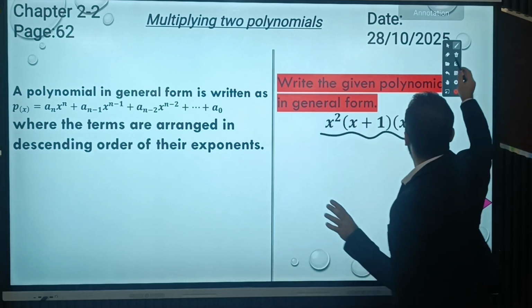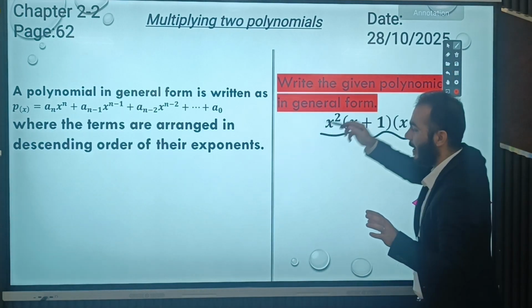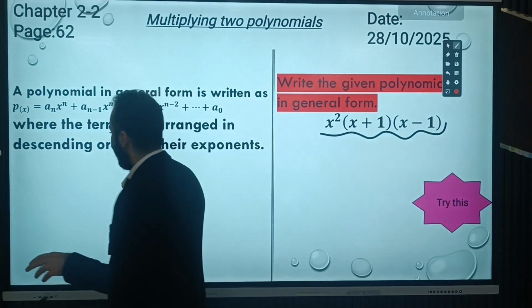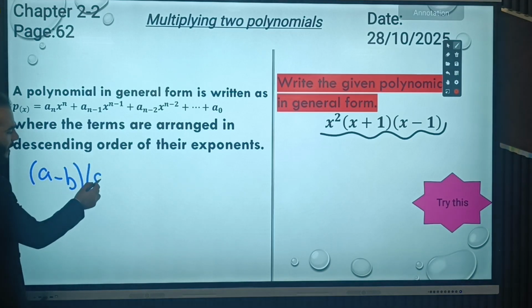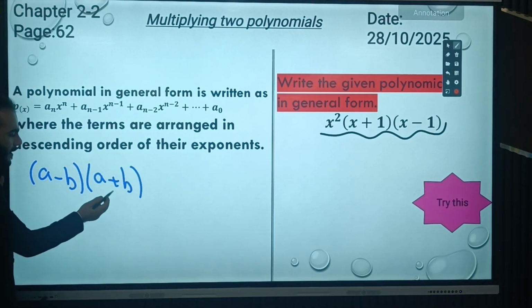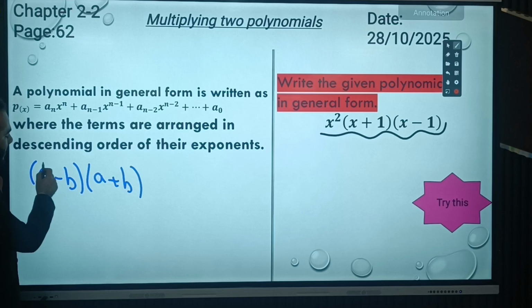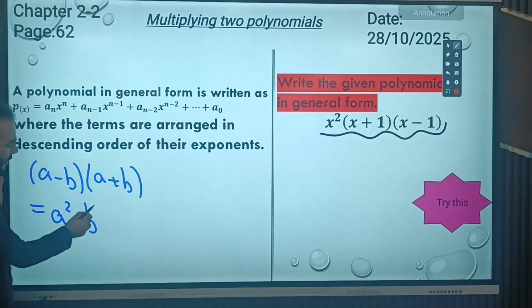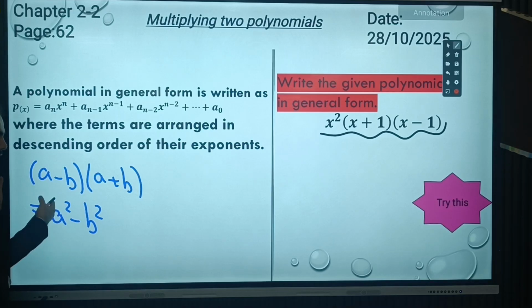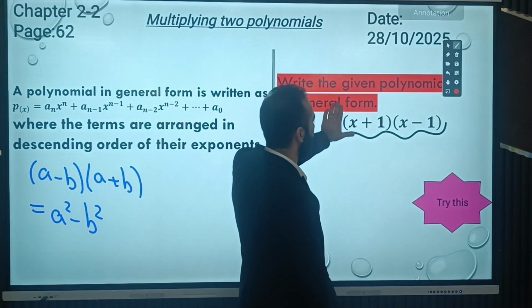All right. Remember in grade 9 and even in 8, especially grade 9, you studied a special identity in this way, a minus b times a plus b. In that case, remember, it is equal to the first term square minus the second term square. By the way, we are going to study this one again in the next slide. Perfect. So a minus b, a plus b. We are going to use that idea for this part.